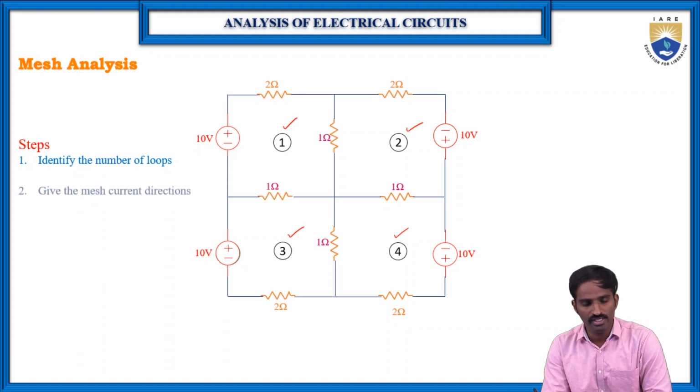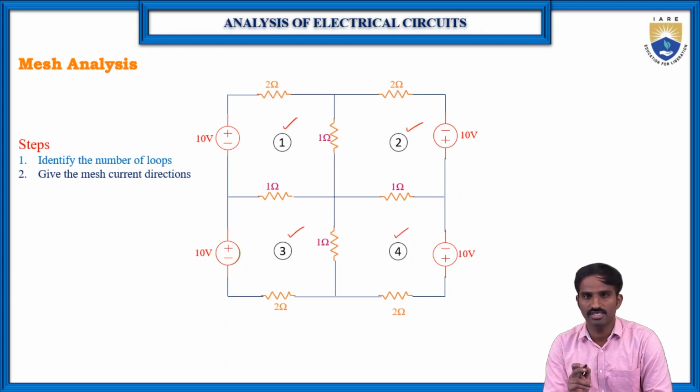Then next we need to indicate the directions of the mesh currents. Here the direction of the mesh current is very, very important. If you give the wrong direction of the mesh currents, then you won't get the correct answer. That's why the direction of the currents is very important. It is also very simple to indicate the direction of the currents in a particular loop. That depends on the voltage source present in that particular loop.